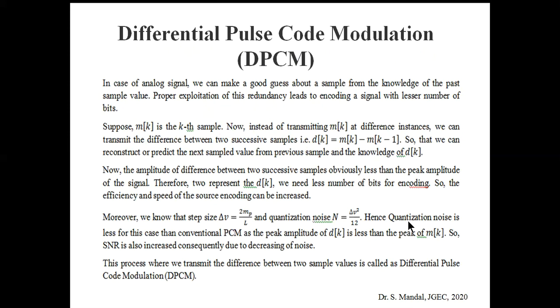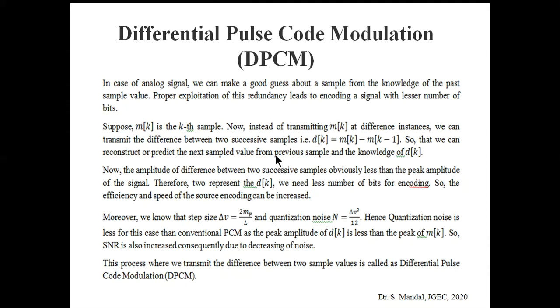Okay, now coming to differential pulse code modulation. So why do we initially learn about the linear predictor? Because in case of differential pulse code modulation, we have to use a linear predictor. So first of all we learn the linear predictor operation, then we can go to the differential pulse code modulation technique for source encoding.